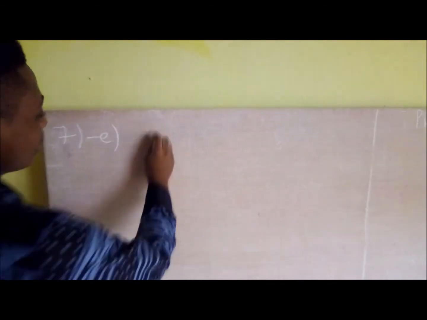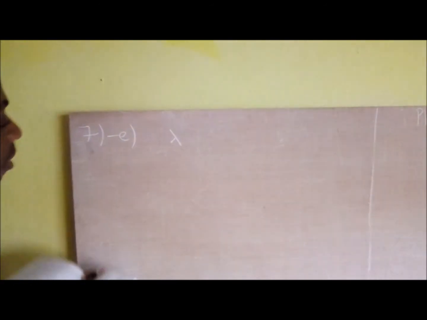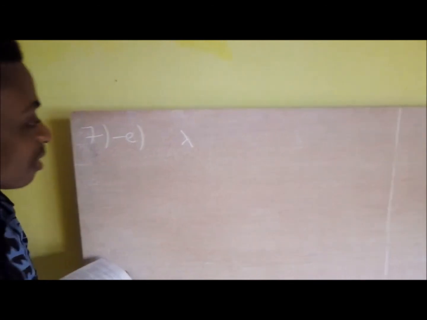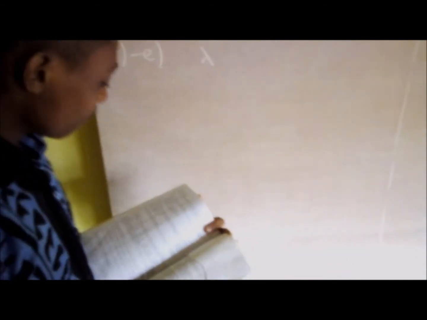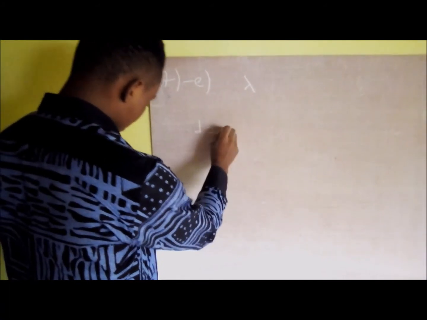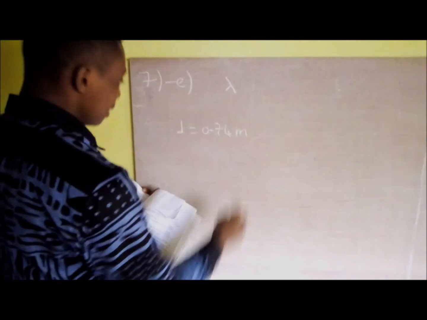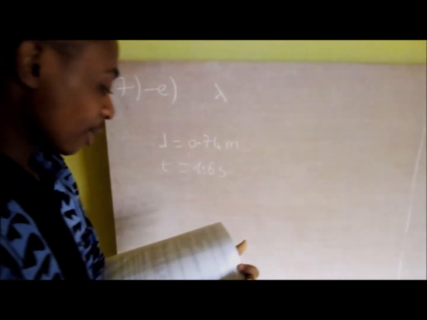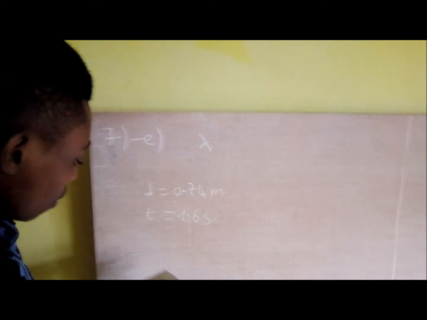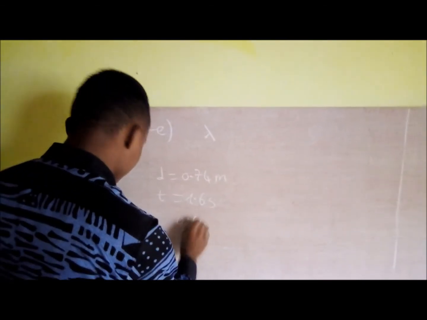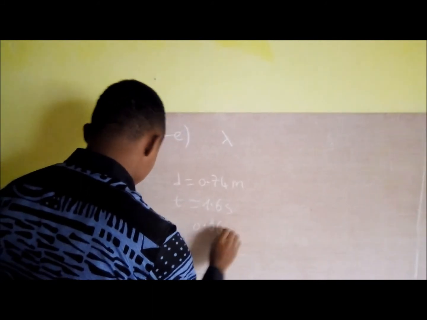The question says define wavelength. So this is under waves. What is wavelength? Wavelength is generally denoted lambda. Wavelength is just the distance between two successive points that are in phase in a wave profile. So that is the definition of wavelength. Plane waves generated on the surface of a ripple tank are found to travel a distance d of 0.74 meters in t equal to 1.6 seconds. The distance between a crest and the adjacent trough is 0.06 meters.